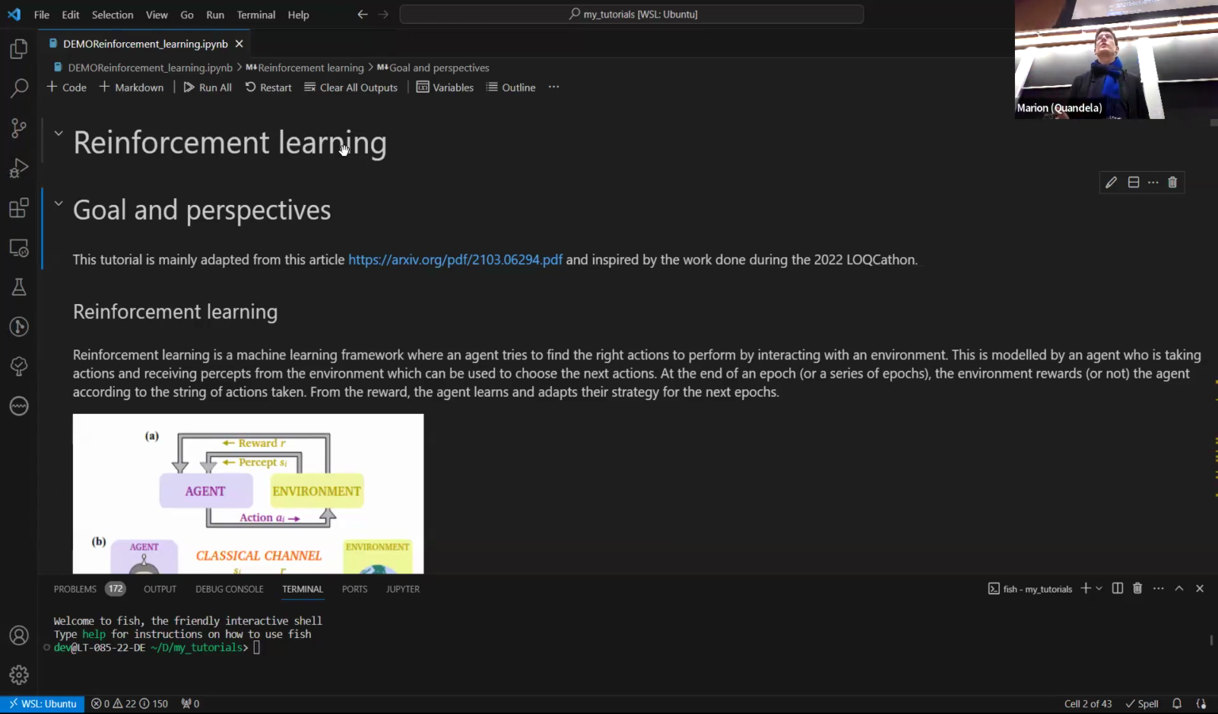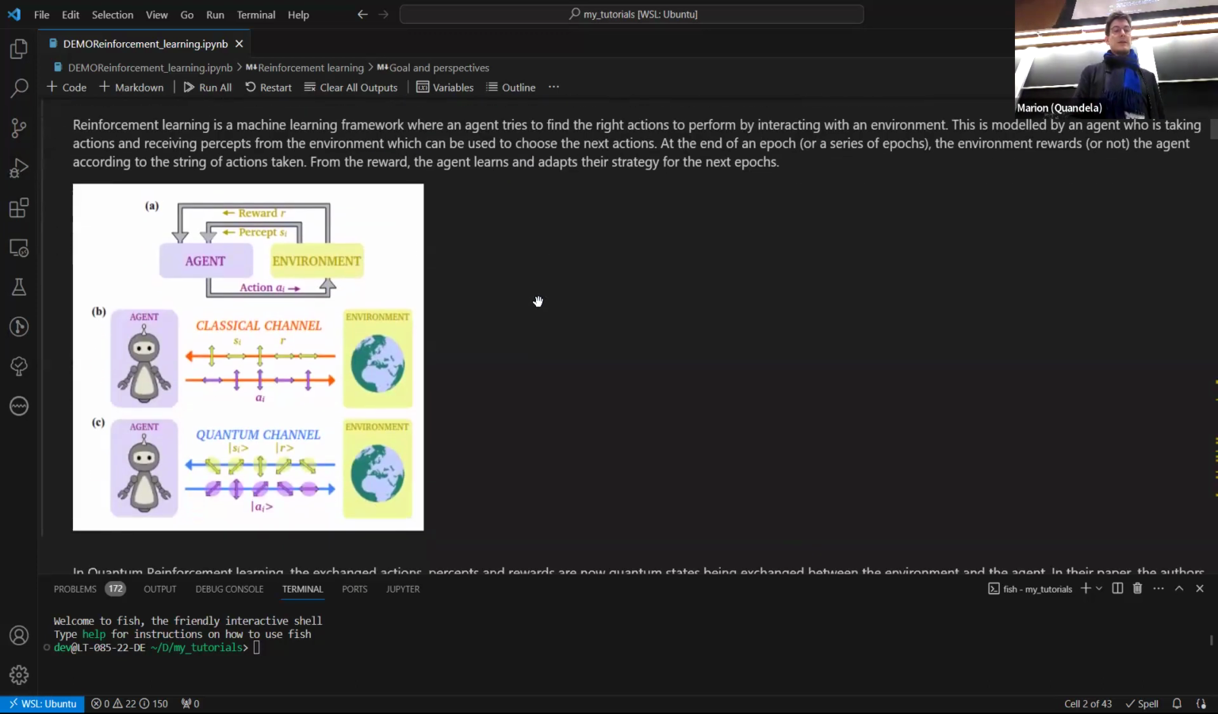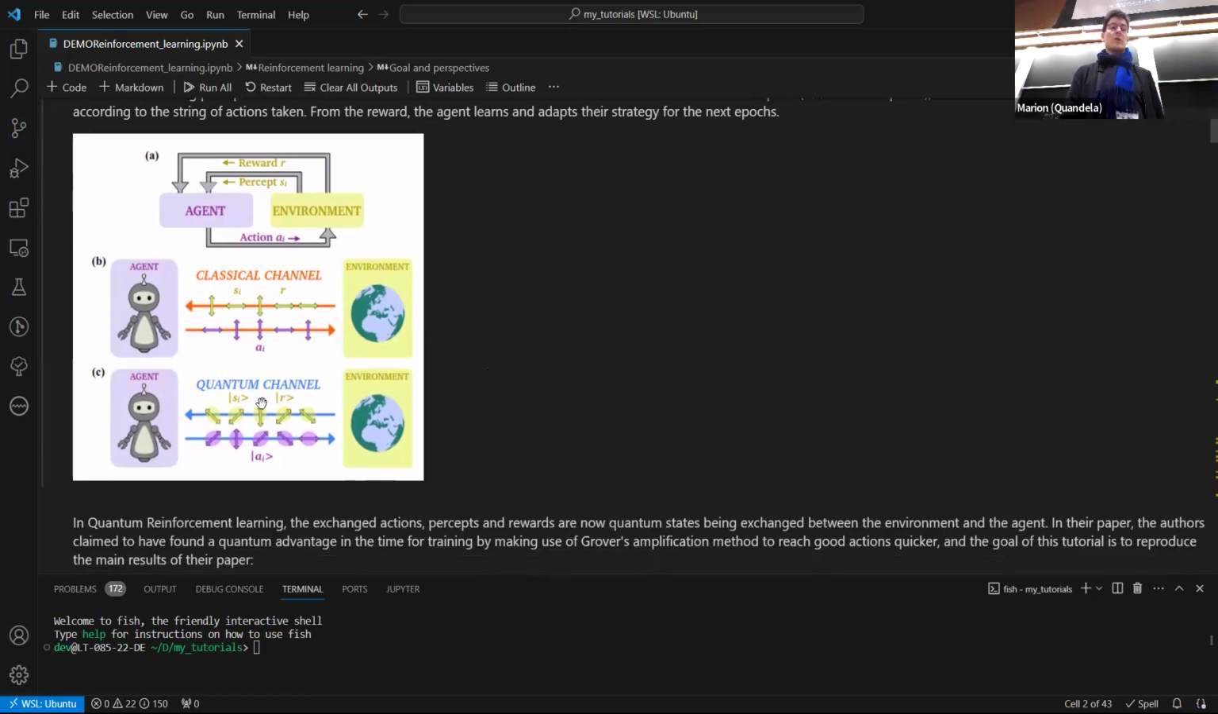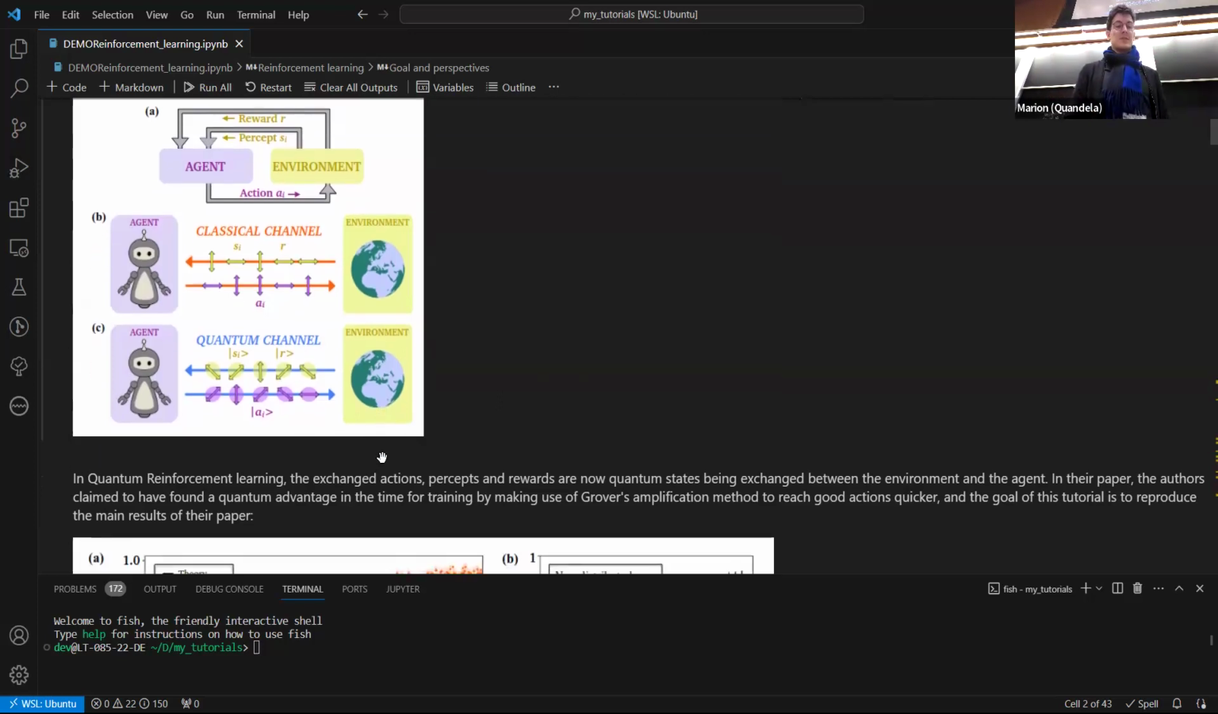So here, typically, what we do is we pick a paper and we ask the participants to reproduce it. So the paper is here for reference. And basically, the idea is to explore reinforcement learning and to compare the purely classical strategy, where you have a classical channel and you can only send bits of information, to a quantum channel where the agent and the environment can actually exchange quantum states. It's good to keep that in mind, but you'll see later that it's kind of hard to map it back to this kind of image, but it is really what we do.